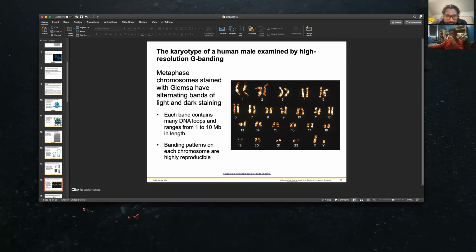Yep, this is a karyotype, and anytime you see a karyotype, it has to be metaphase, because that's the only time these chromosomes are lined up like that. So okay, stained with GMSA or whatever, they have alternating bands of light and dark staining. That's the interesting thing. That kind of separates euchromatin from heterochromatin, the banding pattern. Each band contains many DNA loops and ranges from 1 to 10 megabase pairs in length. Banding patterns on each chromosome are highly reproducible.